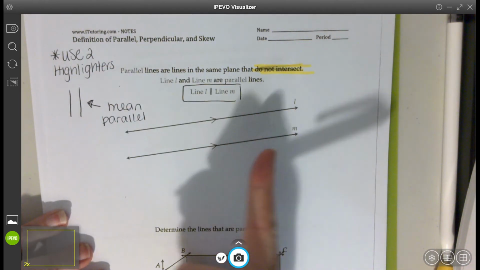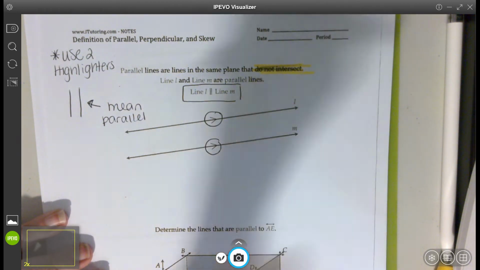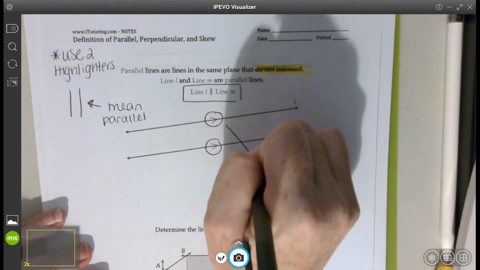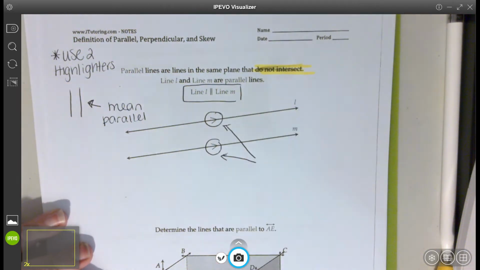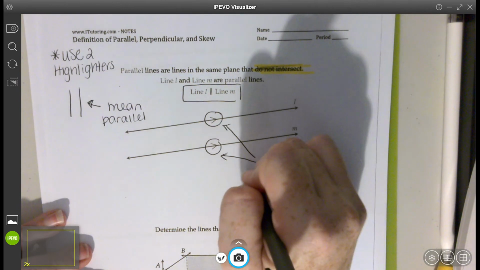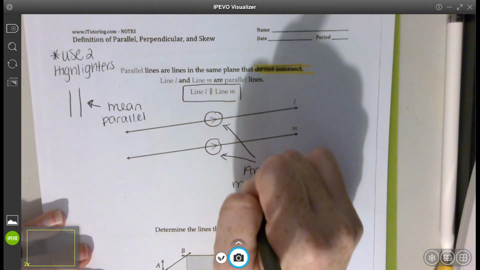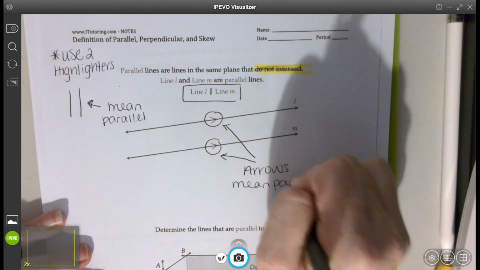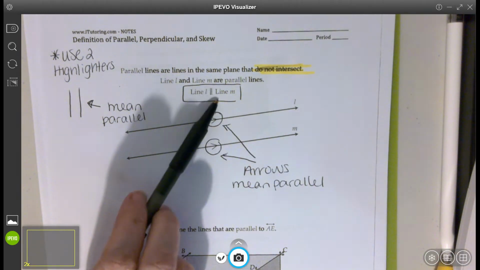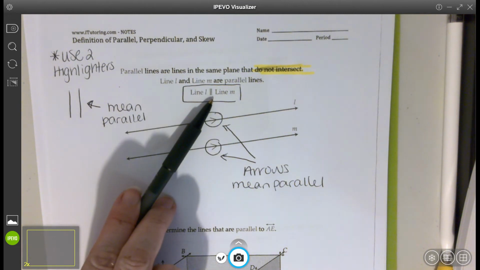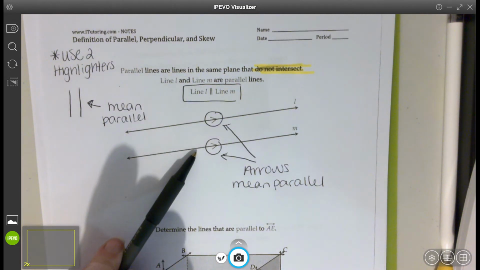Also, if you notice on my parallel lines itself, I have these arrows pointing in the same direction. These arrows are notation to show that the lines are parallel on a diagram. So arrows mean parallel. So here again, we have the symbol for when we're writing a statement or given information, and here is how we use it on a picture to show that we have parallel lines.